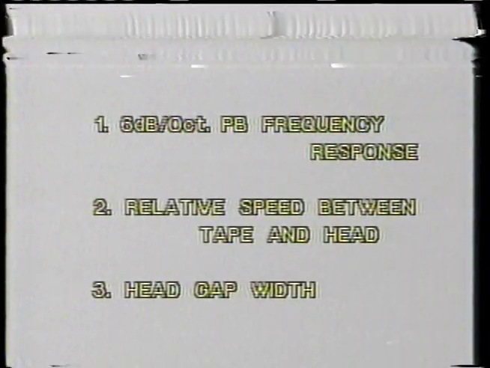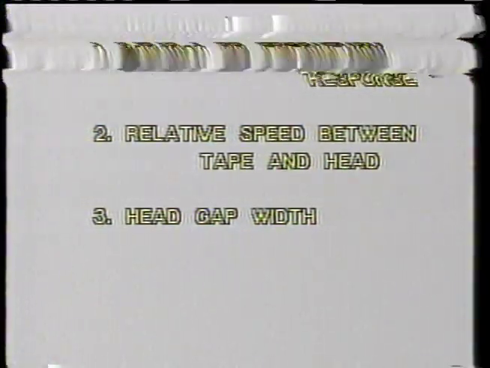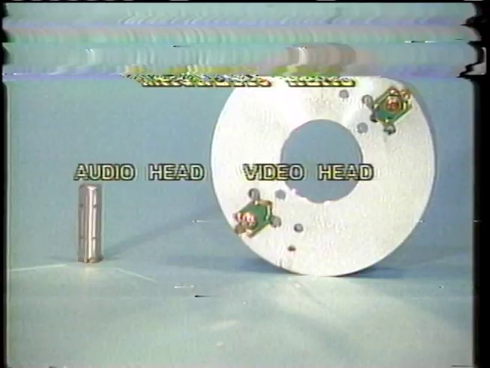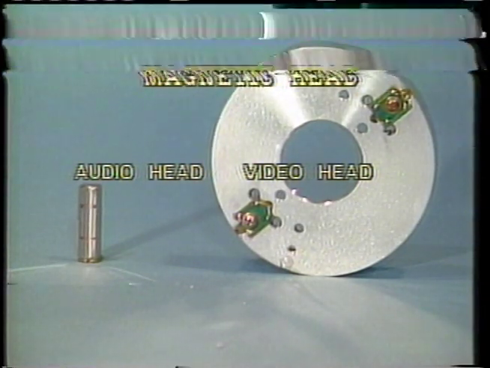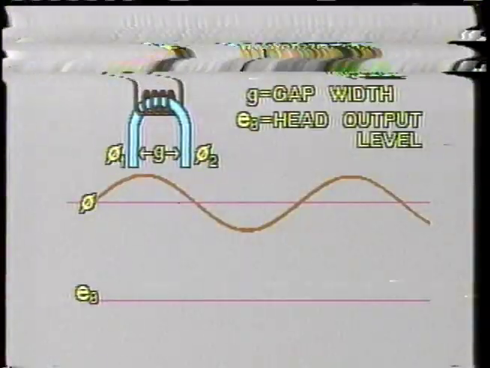Therefore, if you tried to record video signals in the same manner that audio signals are recorded, factors like the 6 dB per octave playback frequency response, relative speed, and head gap width would adversely affect playback to a great extent. Let us first look at the playback output of the magnetic head.